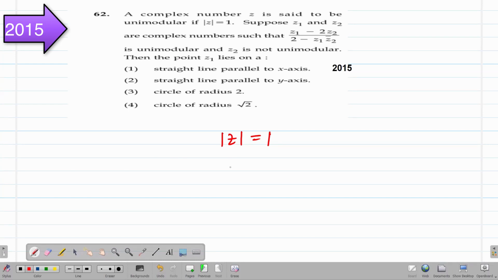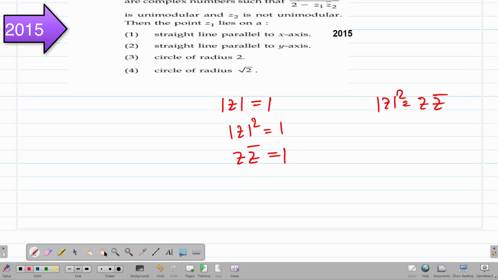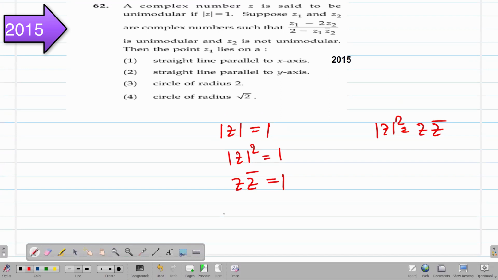And what we have to use: if we square this, we get mod Z square is equal to 1. And then I just replace, as we know that mod of Z square is equal to Z into Z bar. So I just replace this mod square by Z into Z bar. Next, this is unimodular. So I just use this given condition that (Z1 minus 2Z2) upon (2 minus Z1 Z2 bar) is unimodular.